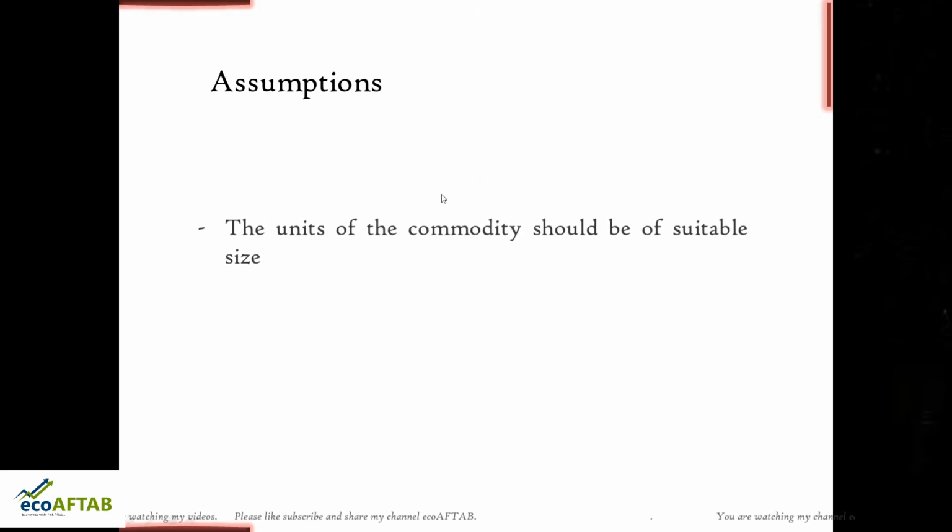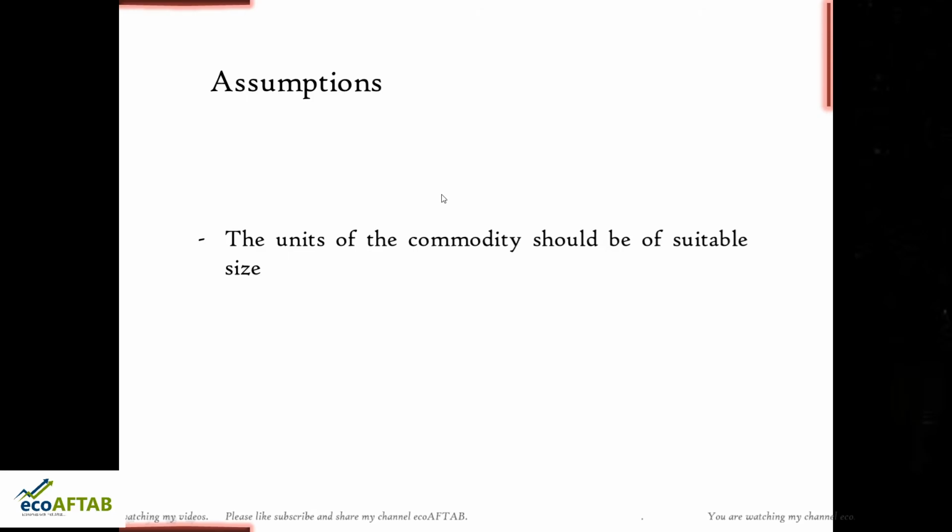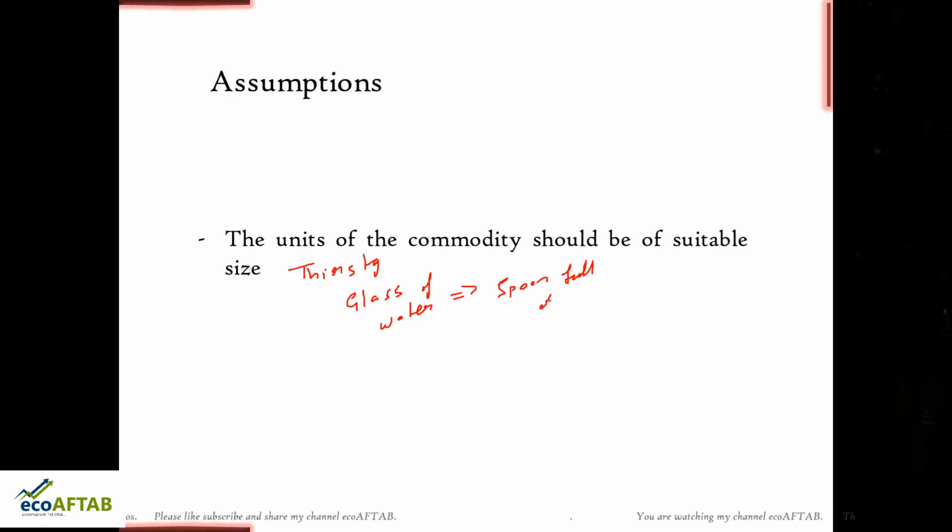The next assumption is that the units of the commodity should be of suitable size. What does it mean? If a person is thirsty and instead of giving him a glass of water, we give him a spoonful of water, what will happen? From the first spoon and from the second spoon, his marginal utility may actually increase, because the spoon is too small in size.